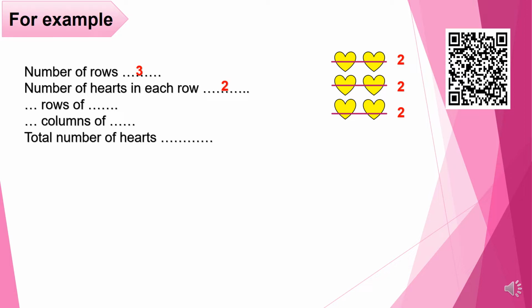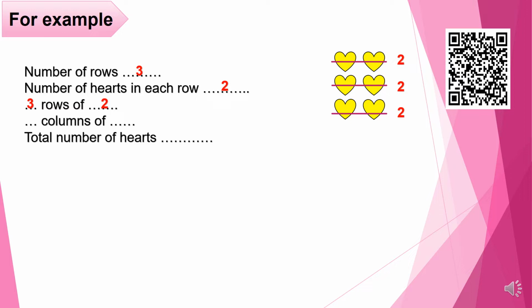Let's complete. Rows of what? How many rows do we have? We said we have 3 rows. Each row contains what? 2 hearts. So they are 3 rows of 2.